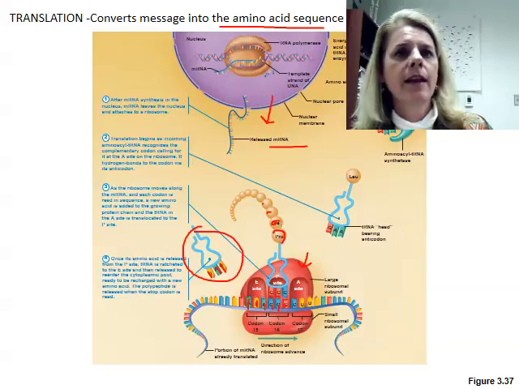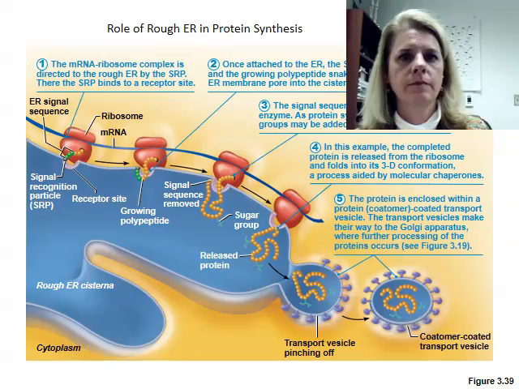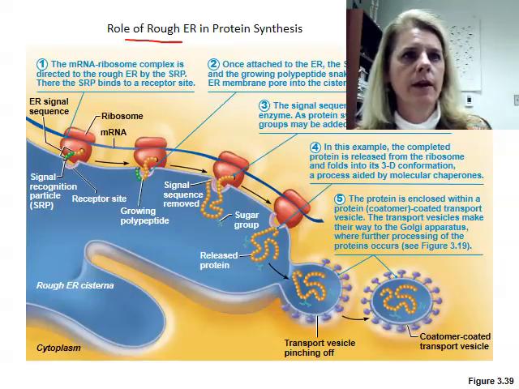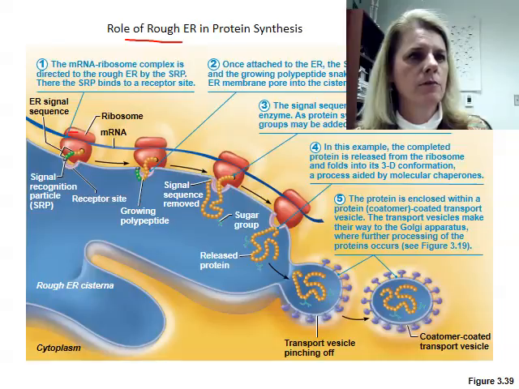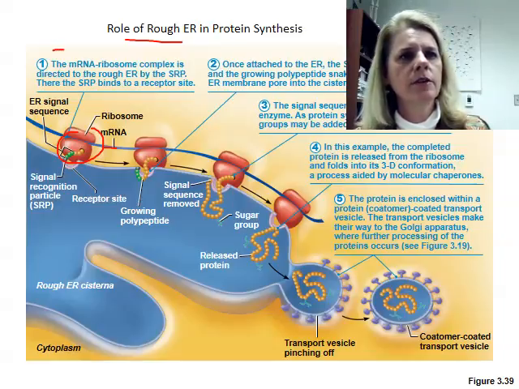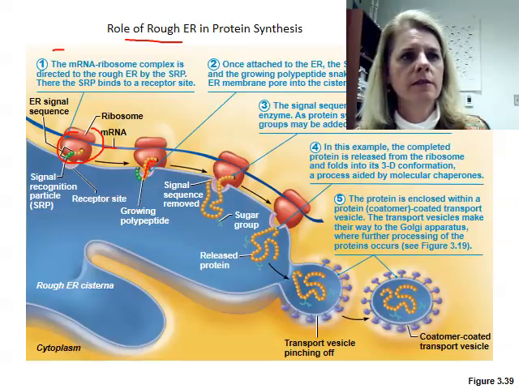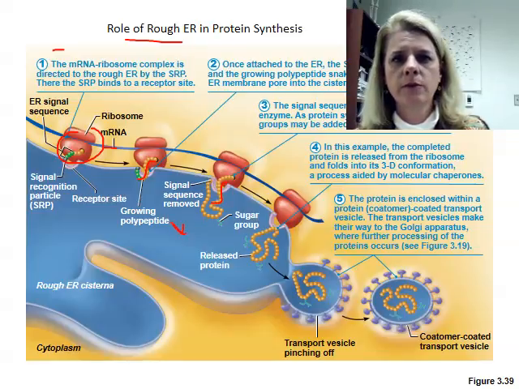All right. Now, translation occurs in the rough ER, the rough endoplasmic reticulum. So here's my ribosome, here's my mRNA. You can go through if you want to read the individual steps, but you can see as the ribosome moves down the messenger RNA, it makes a long chain polypeptide. And this is going to be released into this rough endoplasmic reticulum.